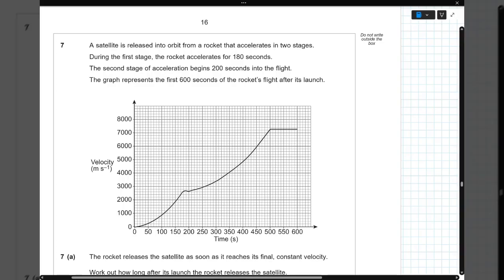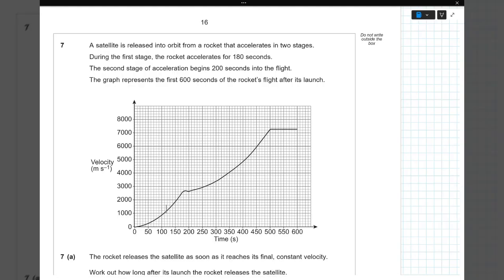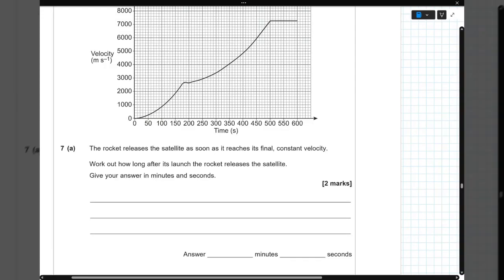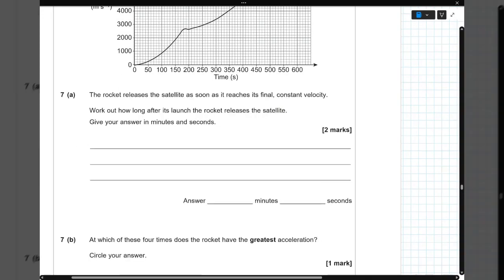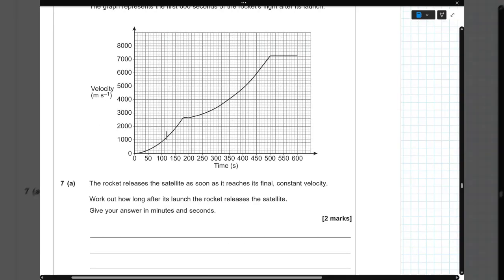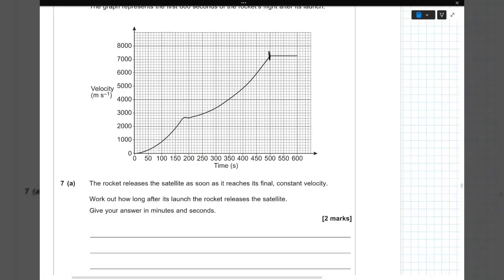During the first stage, the rocket accelerates for 180 seconds. The second stage of acceleration begins 200 seconds into the flight. The graph represents the first 10 minutes of the rocket's flight after its launch. So the rocket releases the satellite as soon as it reaches its final constant velocity, which happens about here. Work out how long after its launch the rocket releases the satellite.